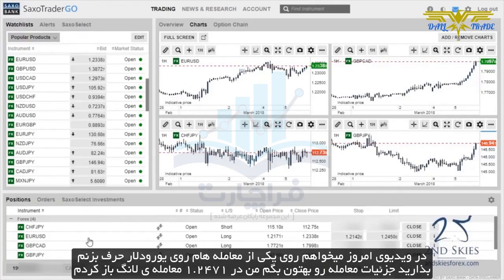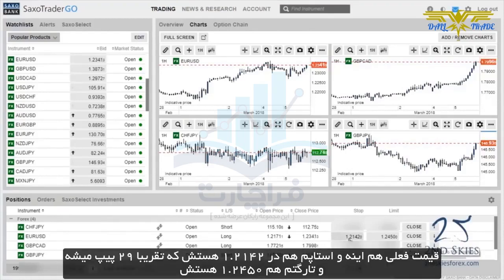The trade I want to focus on in today's video is this euro-dollar trade. And so just to get into the details, you can see I'm long from 21.71. Here's the current price. My stop loss was at 21.42, so a 29 pip stop. And my target is 24.50.